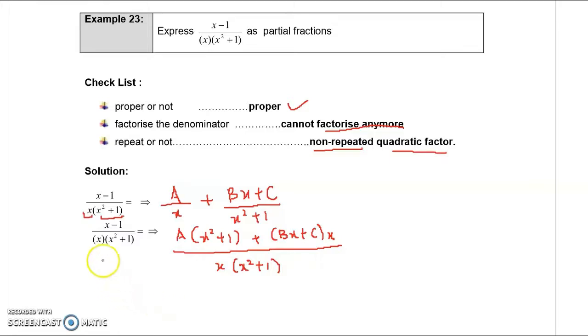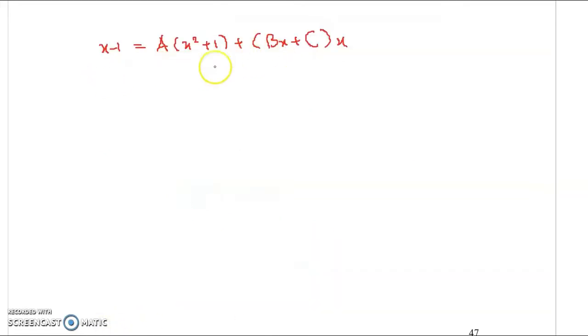Next step is equating the numerator. So x minus 1 is equal to A times (x squared plus 1) plus (Bx plus C) times x. Now, let's expand the right hand side. So we will get Ax squared plus A plus Bx squared plus Cx.